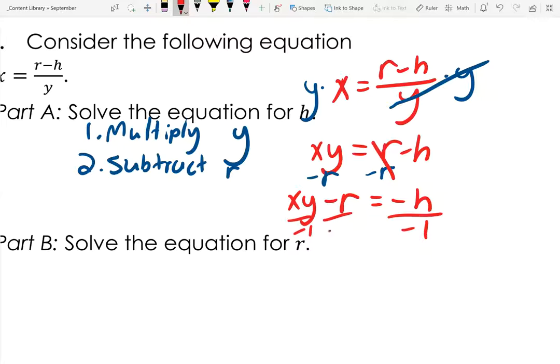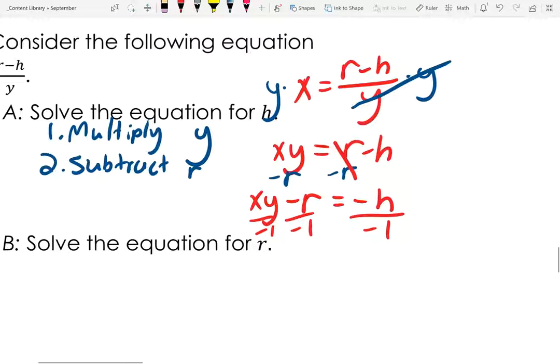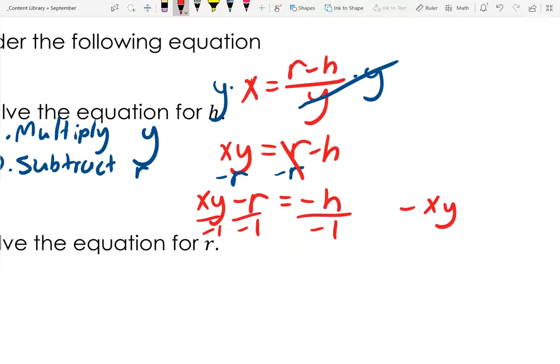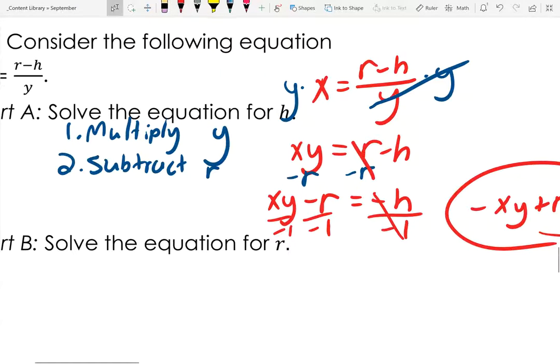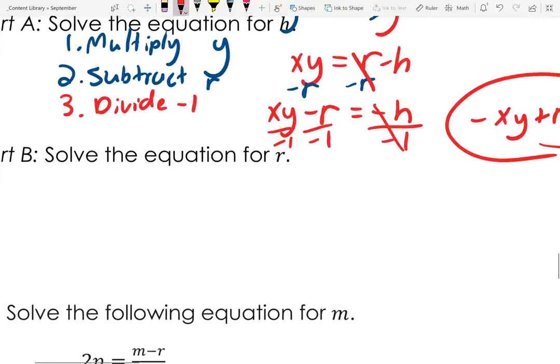Now, everything is getting divided by -1 here. All this really does is change the sign on all of them. A positive xy divided by a negative is just going to become a negative xy. A negative r divided by a -1 just becomes a positive r. And then, of course, the negative h divided by the -1 becomes the positive h. So it's pretty much the same thing, just all the signs change. So be very aware of that. So step 3, divide -1. Okay, sorry I didn't keep up with my colors there, but it's okay.